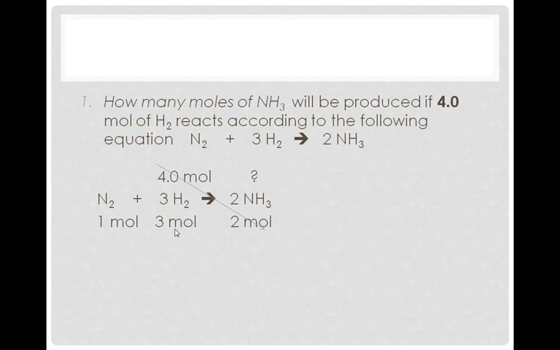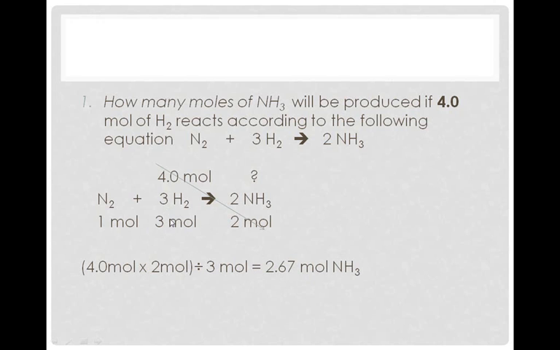So again, this is a 3-to-2 relationship, so whatever this answer is, it has to be in a 3-to-2 relationship with the 4.0. So in order to figure it out, I'm going to take the 4.0, the amount given, and multiply it times the stoichiometric number of moles of NH3, and then divide it by the 3 moles of the H2. So it's 4.0 times 2, divided by the stoichiometric number of moles of H2, which was 3. And when we divide it out, we get 2.67 moles of NH3.